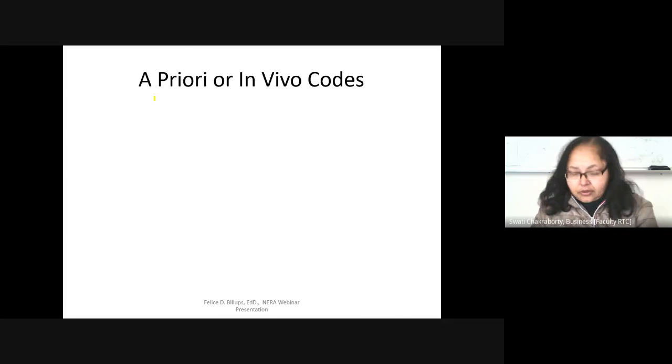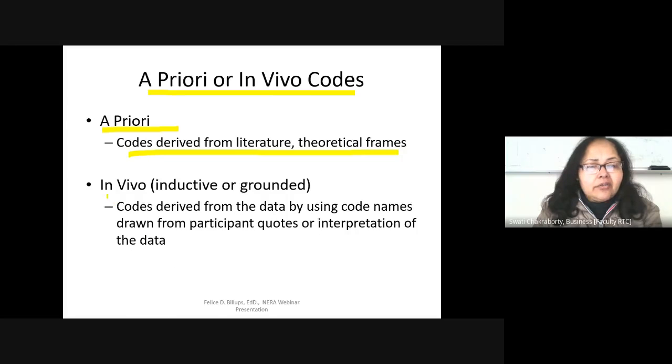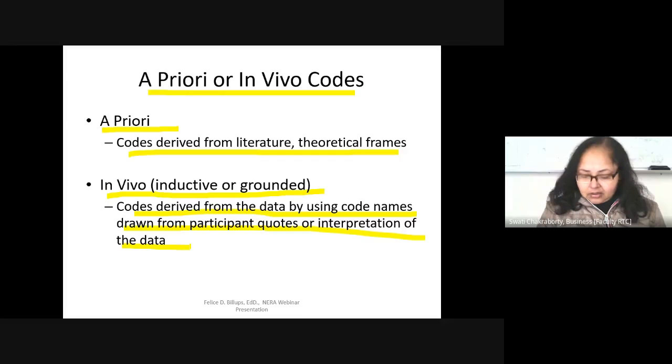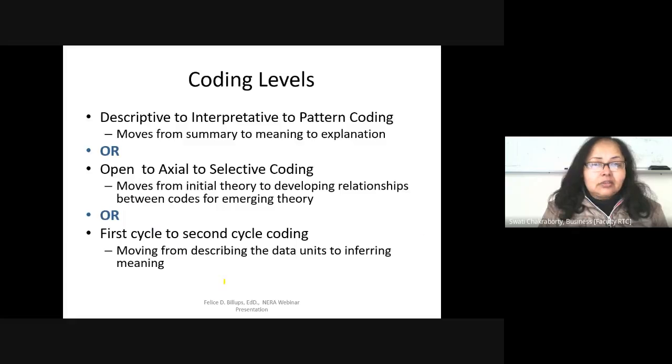Okay, a priori or in vivo codes. What is a priori? These are the codes which are derived from literature or theoretical frames. And in vivo, that is inductive or grounded, these are the codes which are derived from the data. How? By using code names drawn from participant words or interpretation of the data. Like "magic". That's a phrase that could form the basis of a code category. That's an example.